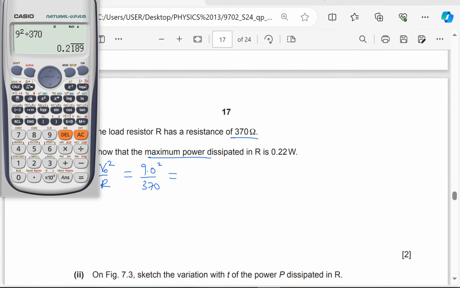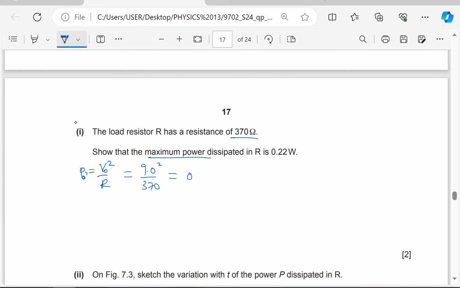So that is 0.2189 recurring. So that is 0.22. So this is 0.22 watts as required.